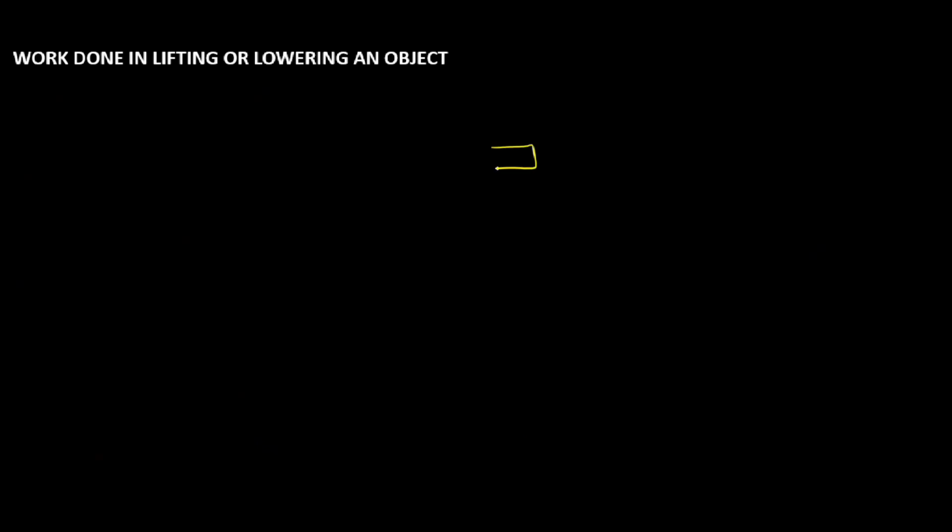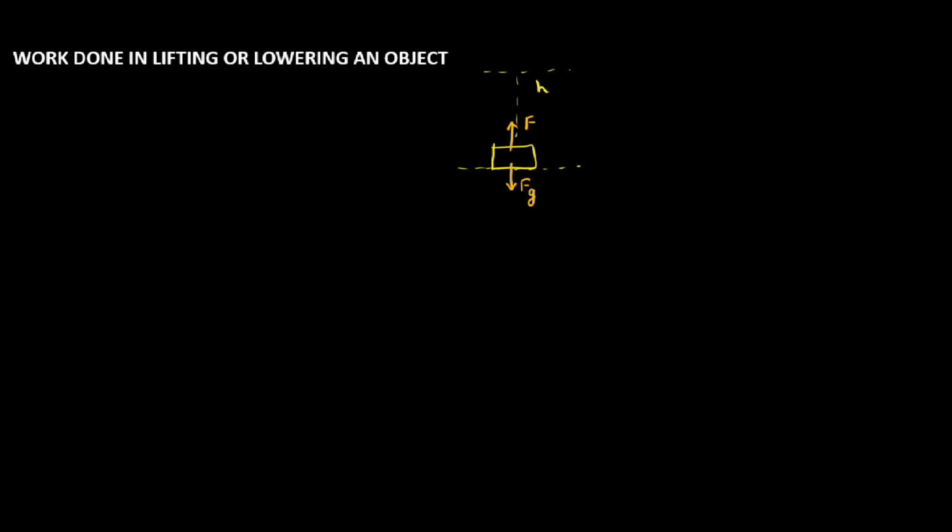How do we determine work done by an external force in lifting or lowering an object? If I have an object on the ground level and I want to lift this object at a certain height h, and we are applying an external force to this, F will be my external force. When I'm applying this external force, I'm doing work against the force due to gravity. Because Fg is acting vertically down, I need to work against the force due to gravity to lift the object.